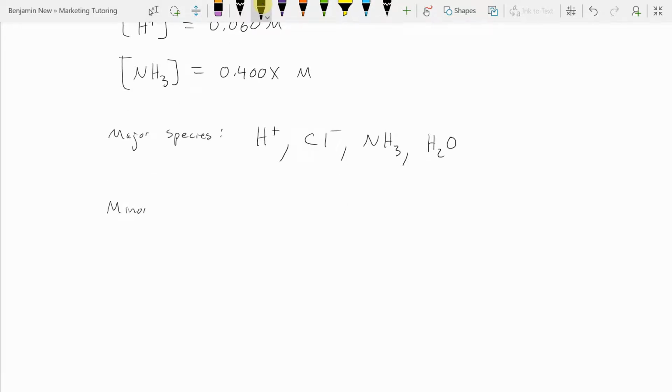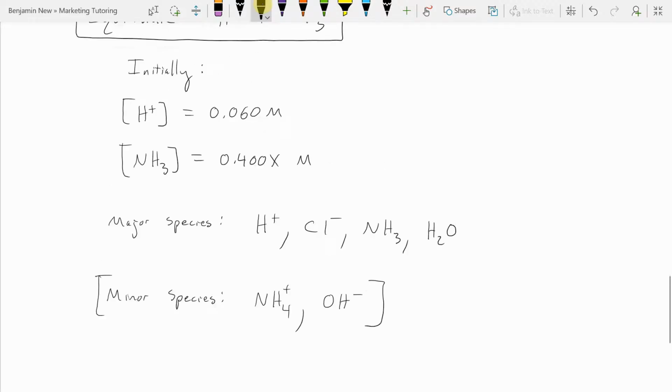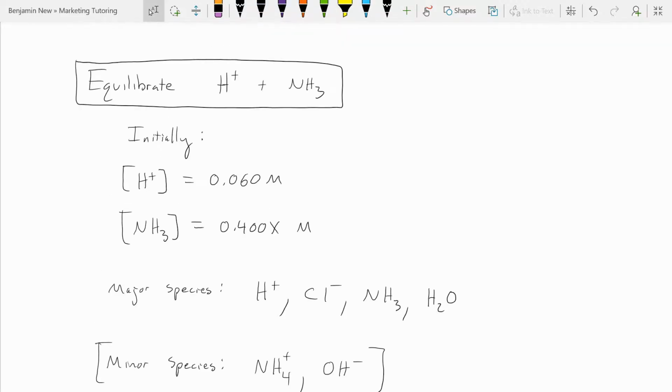And similarly, in this case, the minor species, as I alluded to, I know we assumed that none of the ammonia dissociated, but I'm just showing that in principle there is going to be a little bit of the ammonium ion. So I'll just write that. That would be a minor species. And then the other one is the OH minus, and that's really, really tiny. Okay, put that in brackets. Those ones don't really matter. They're effectively 0.